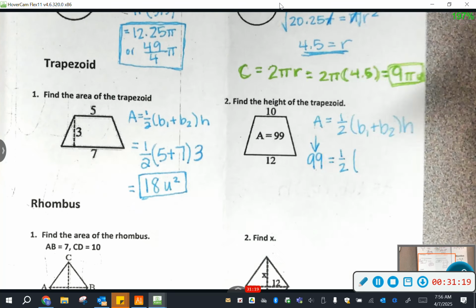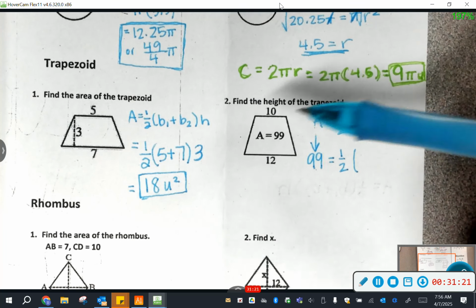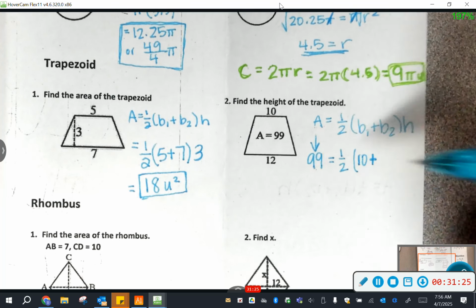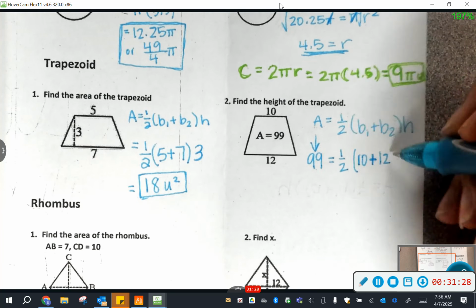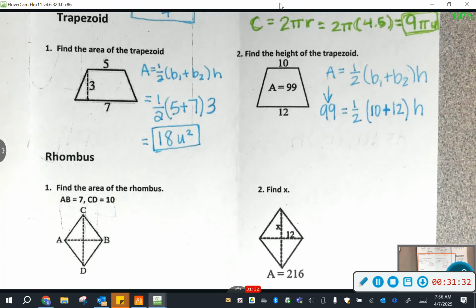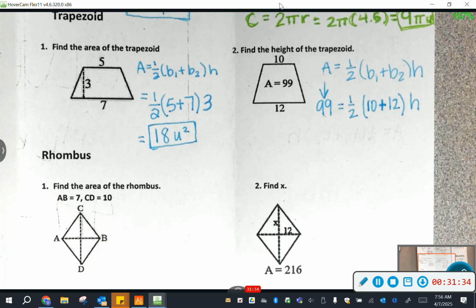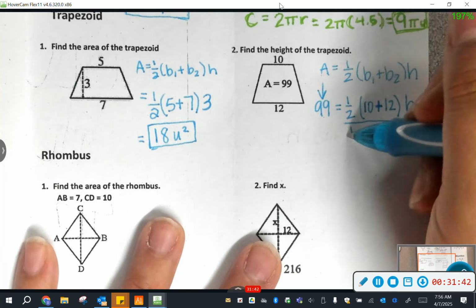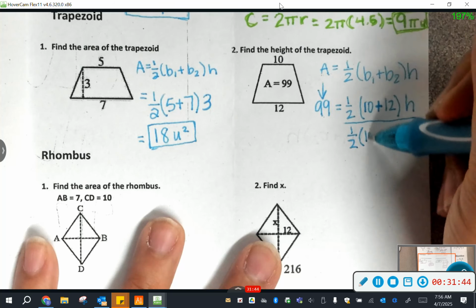I also have the bases. And again, it doesn't matter what order you do. Base 1 I'm going to do as 10. Base 2 I'm going to do as 12 times the height. Fill out what you know. How do I get h by itself? Divide 1,000 times. I'm going to divide by everything that's next to it because it's all multiplying.